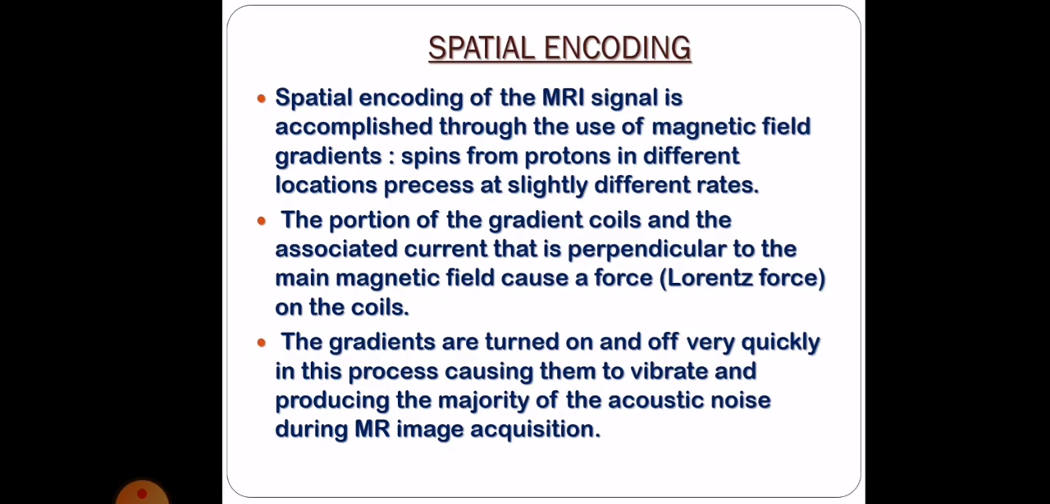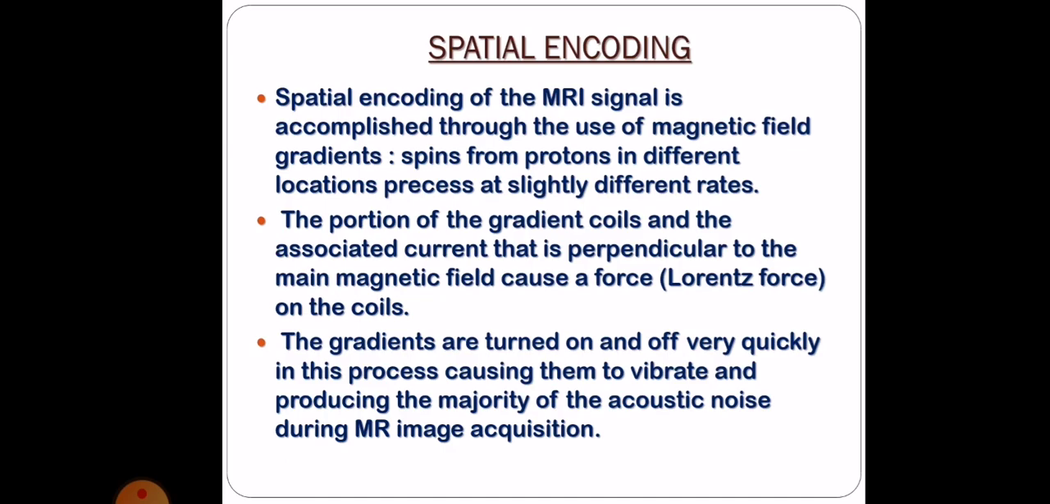Now coming to the spatial encoding. In the MR machine, there are some magnets. The magnet can be divided into three parts: primary magnet, gradient coils, and shim coil. In primary magnet, there are permanent magnet, electromagnet, superconducting magnet, hybrid magnets, and niche magnets. Each has its own features also.